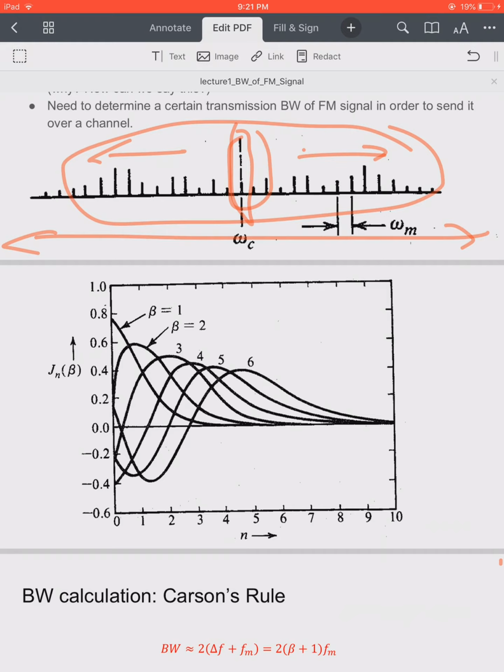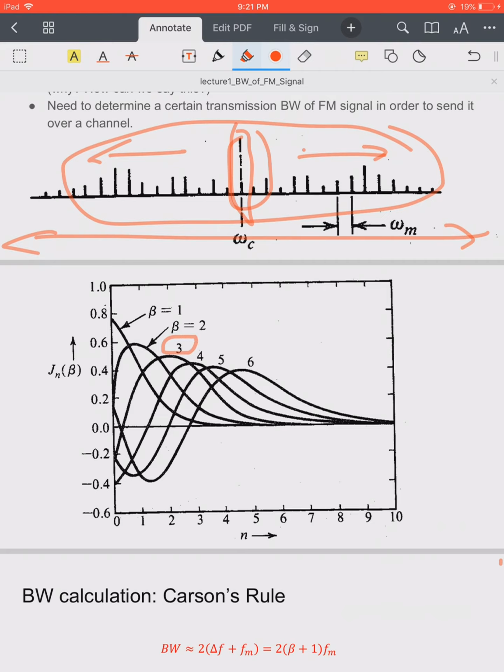What does it mean? If you look at the J_n curve for beta equal to 3, it starts to decrease when n becomes greater than beta plus 1, right? So J_n(3) is negligible for n greater than 4. This helps us see that for a particular beta value, the number of significant sideband impulses will simply be beta plus 1, right?